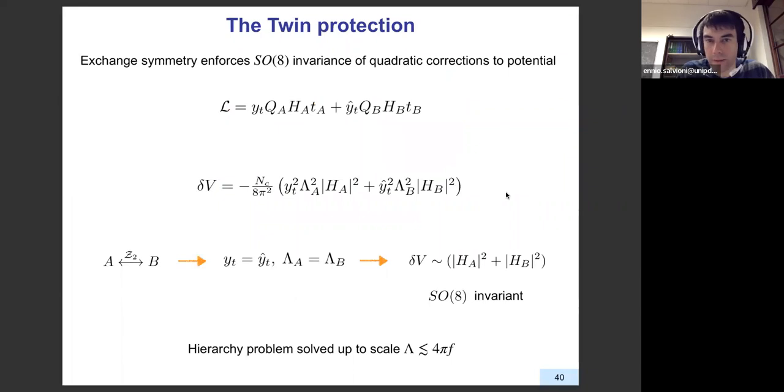This is how the cancellation actually works, or why twinning helps protect the Higgs mass. At the level of quadratic corrections, the potential has an enhanced symmetry. Basically, when we have this exchange symmetry to be exact, then the quadratic corrections are accidentally SO8 invariant, and so there is no contribution to the mass of the PNGBs. To make the long story short, this is a solution of the hierarchy problem up to a scale at most 4 pi f. Okay, so about say 10 TeV or so.